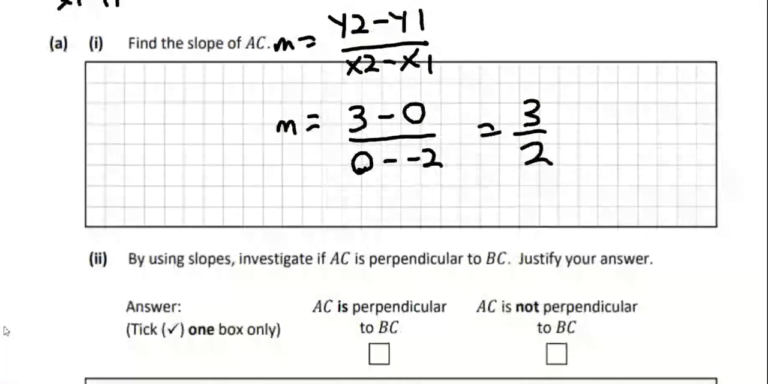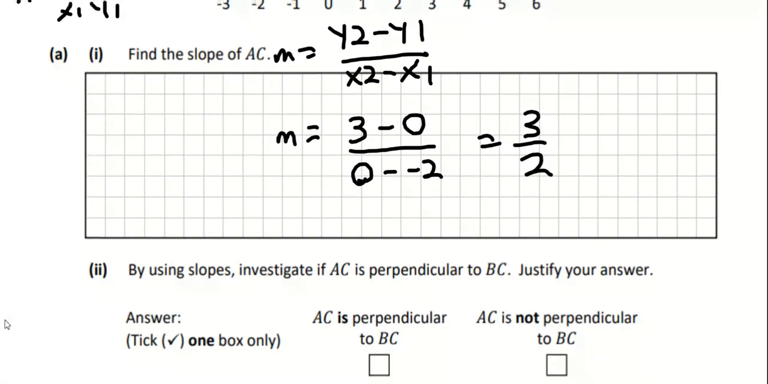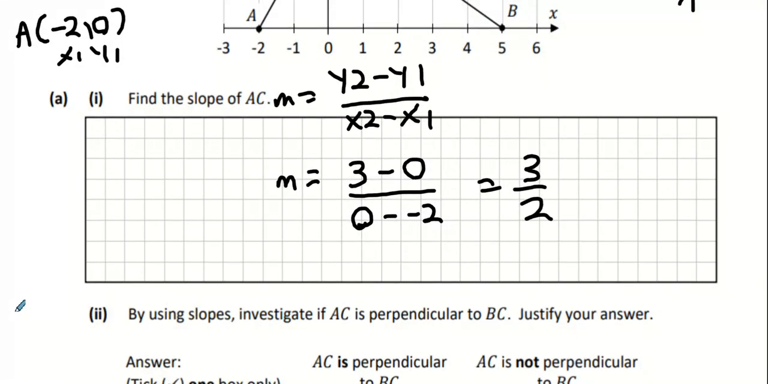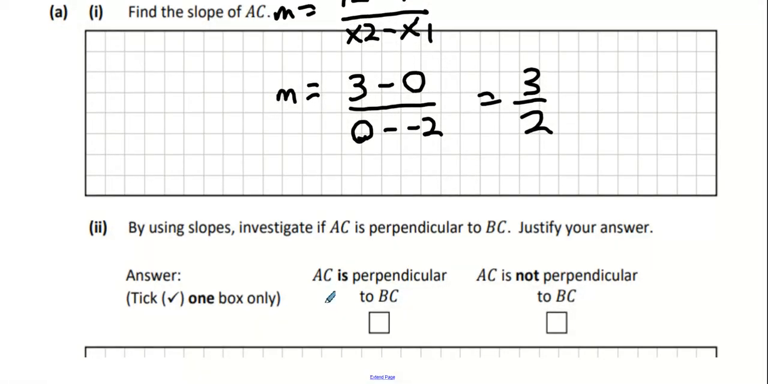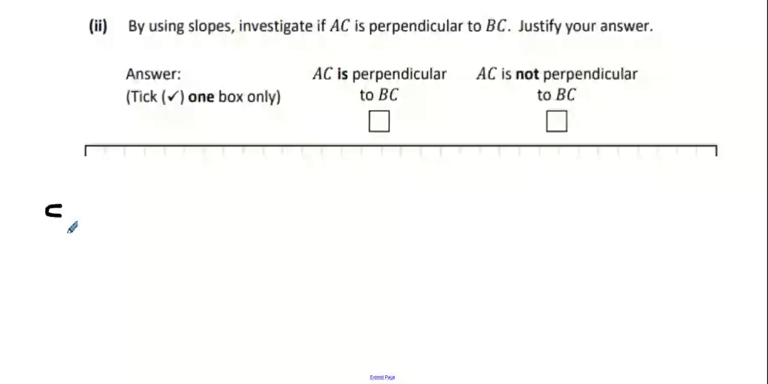Now, A part 2. By using slopes, investigate. If you aren't sure, put down both. Fractions are generally considered better. Okay. Investigate by using slopes if AC is perpendicular to BC. Justify your answer. Okay. That now means I need to get the slope of BC.